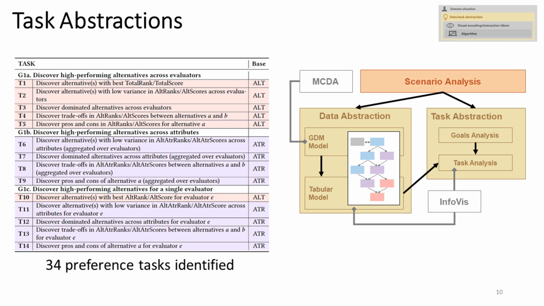We were then able to relate the tasks coded in our evaluation of the scenarios to abstract tasks that are widely used in the visualization literature. In this way, we identified a total of 34 visualization tasks related to preference inspection. The task inputs and outputs are entities defined by our data model.